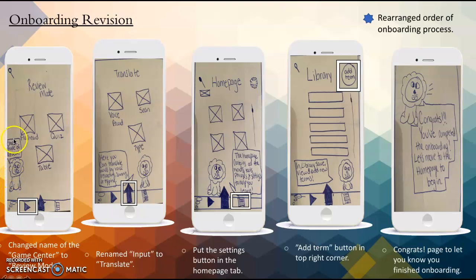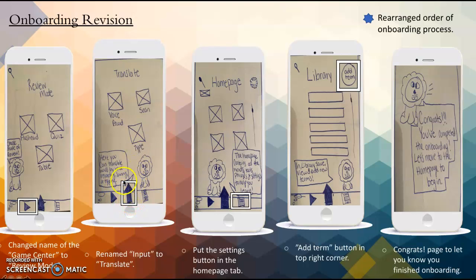So here we have where you want to choose which review mode you want: flashcard, quiz, table, and then you will click on the translate icon, which will take you to this screen. And here you can voice record, scan, or type your desired words or phrases that you would like to translate into another language, if you please.